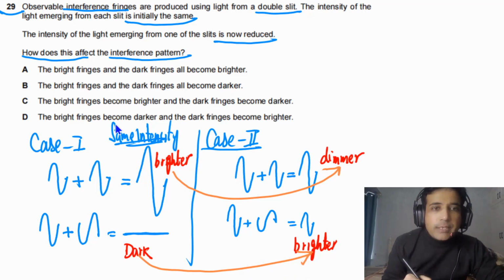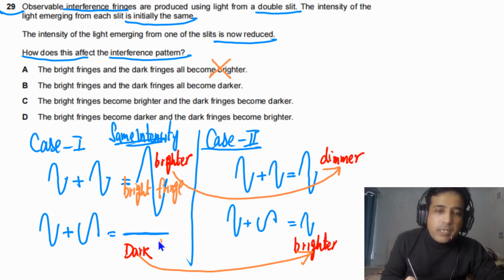So let's look at the given options and try to find out the answer. The bright fringes and dark fringes become brighter. No, this is wrong, because this is the bright fringe. If you want to write it down here, this is bright fringe, and this one is dark fringe. So bright fringes get dimmer.